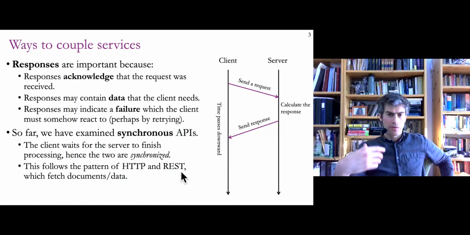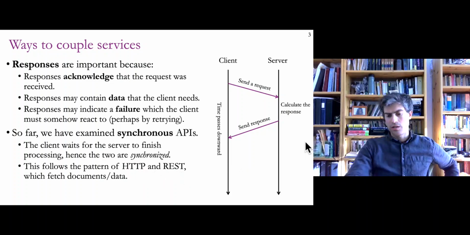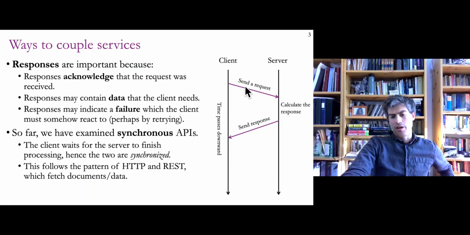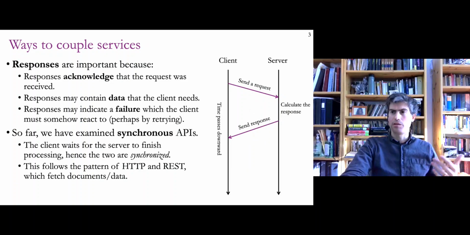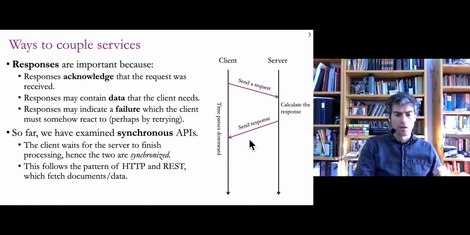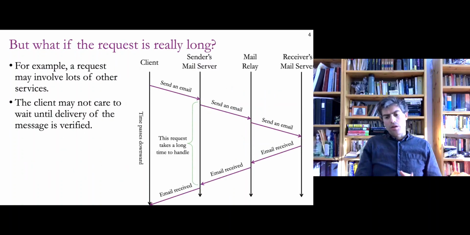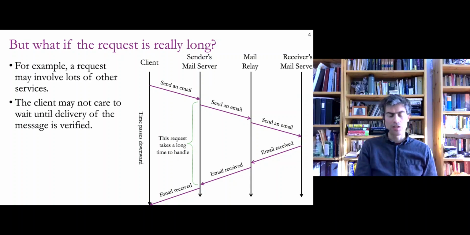HTTP and REST are designed around this model, in the sense that they provide for a response to be sent back that has a code for whether it was successful or failed, and the data that you request comes back in a response. But we say this is synchronous because the client waits for the server to finish the work that it asked the server to do before it moves on. And that's okay, and that's the most popular kind of client-server interaction.